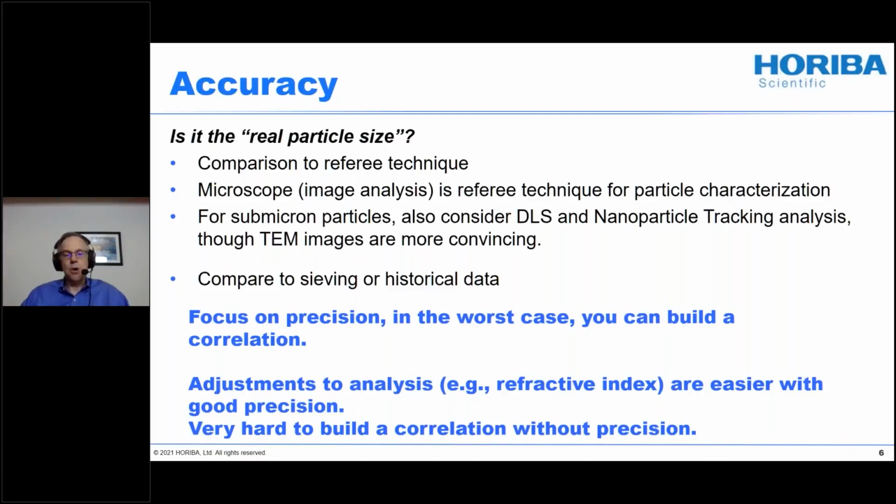What I'm going to suggest is you focus your work on precision, because in the worst case, if the numbers are off by more than you can handle, you can build a correlation back to your referee technique or your original measurements. Also, adjustments to analysis for improving the accuracy of particle size, such as refractive index, are much easier when you have high precision data. And if you have low precision, it's really miserable to try to build a correlation because your numbers are just too scattered.